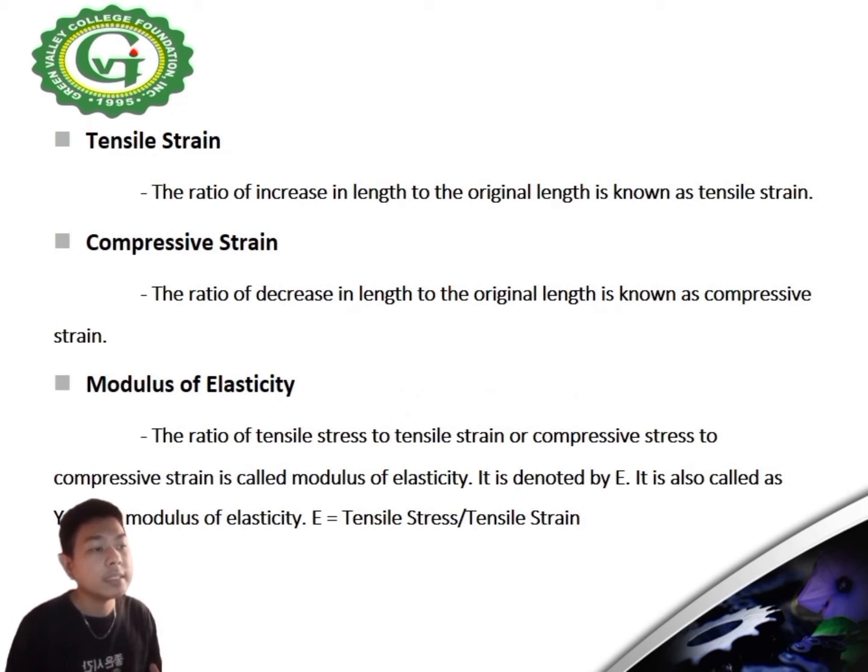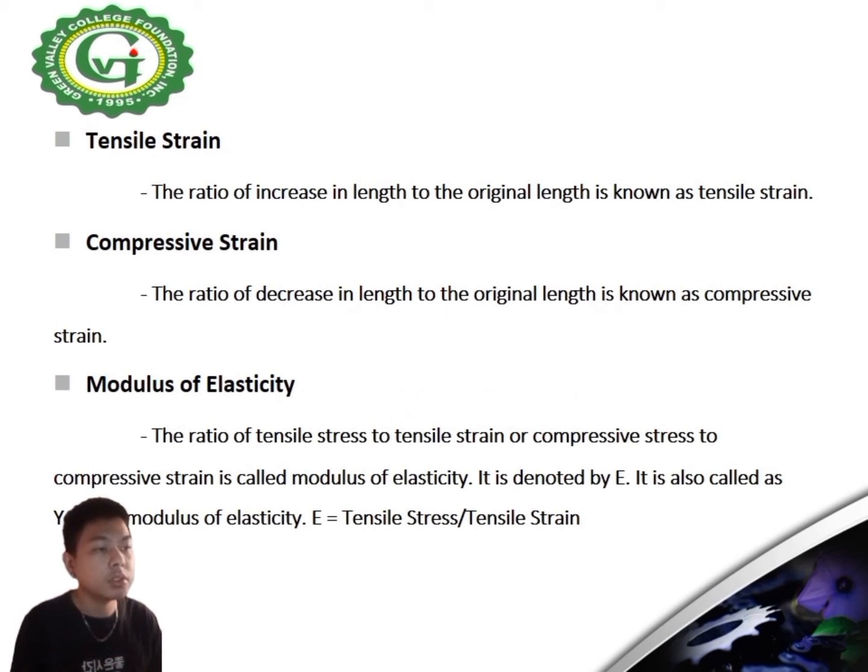Next is compressive strain. The ratio of decrease in length to the original length is known as compressive strain. So in other words, compressive strain is produced when a body decreases in length when equal and opposite forces compress or squeeze it.